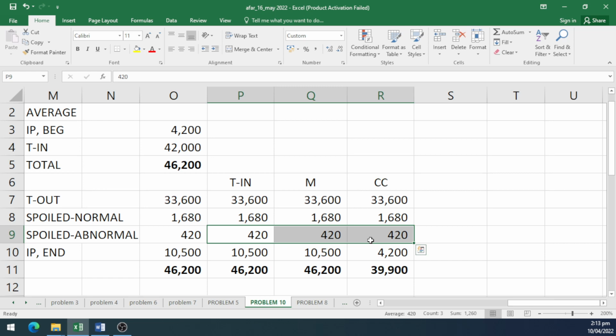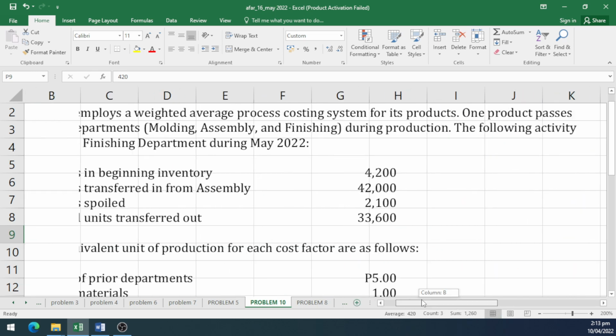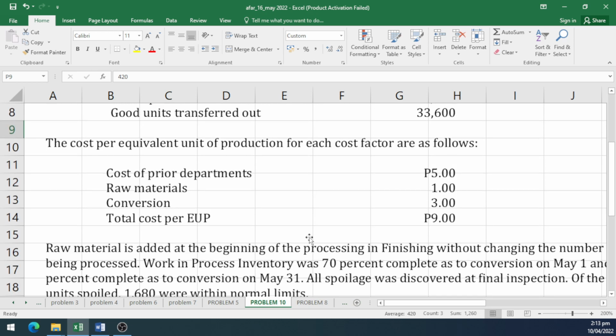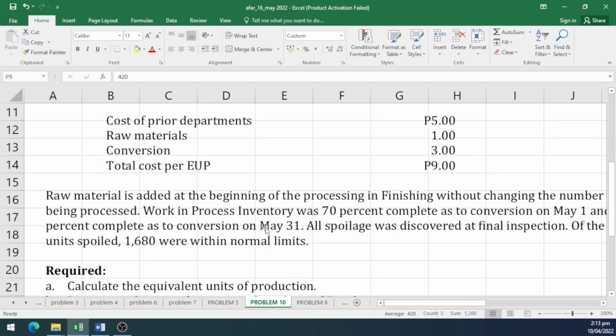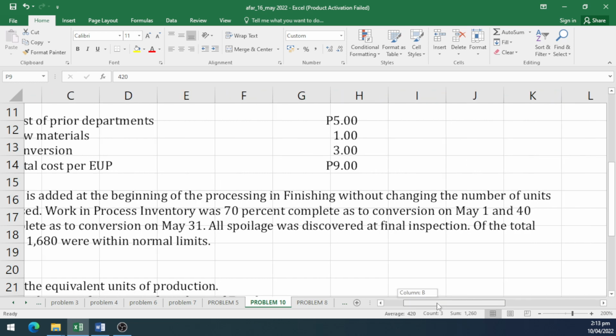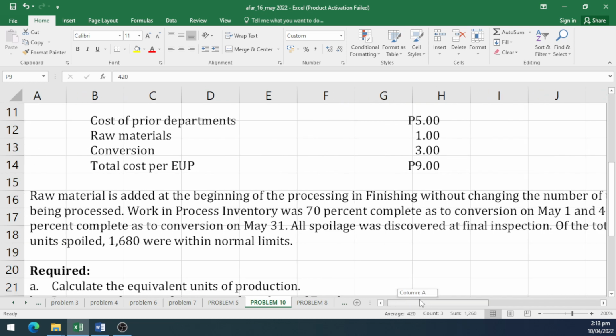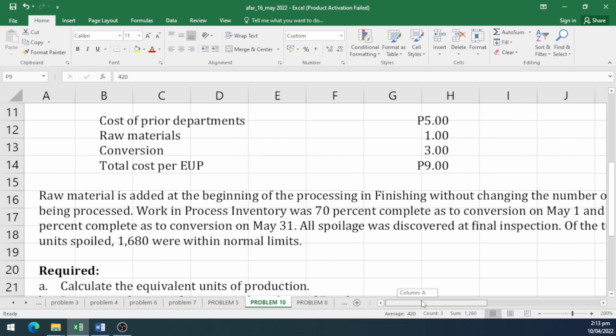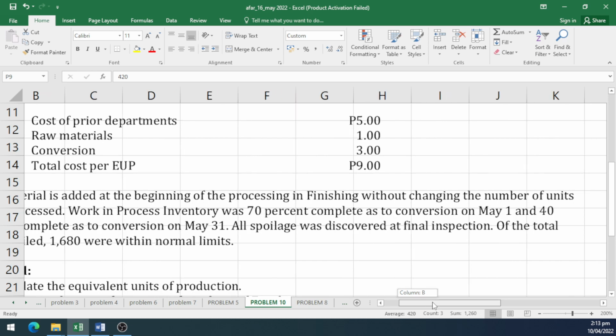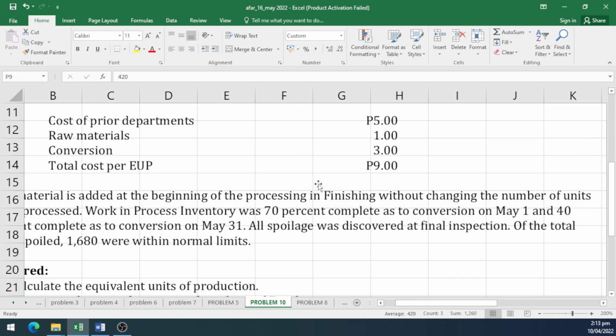100% ng EUP niyan. Sa ating ending work in process, ay tignan ninyo kung yung stage of completion. Sinabi naman dyan, ano, na the ending work in process ay 70% complete. Ito, May 1, May 31, 40% complete as to conversion. Okay, 40% complete. Materials added at the beginning of the process.